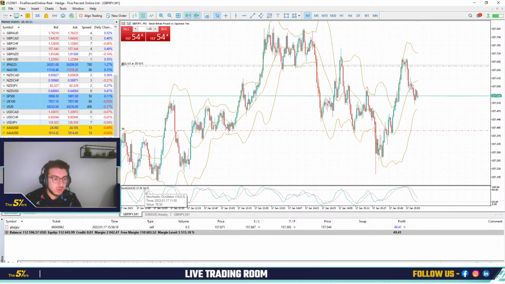For me, it's complicated to have a 3 pip stop loss. Yeah, that's exactly what I explained just before. That's why I will not trail my stop loss on a short scalp position on the M1 chart. Okay, definitely.